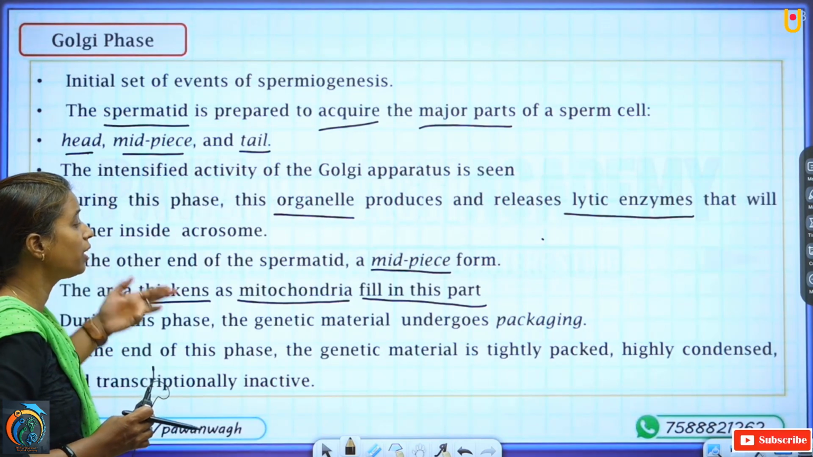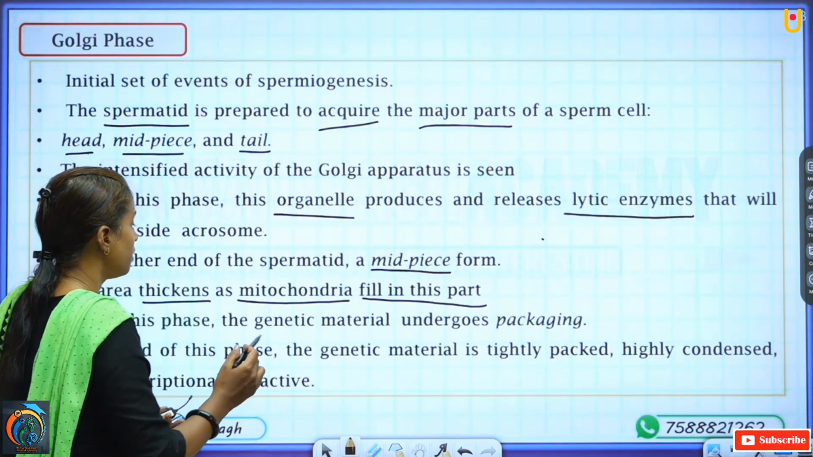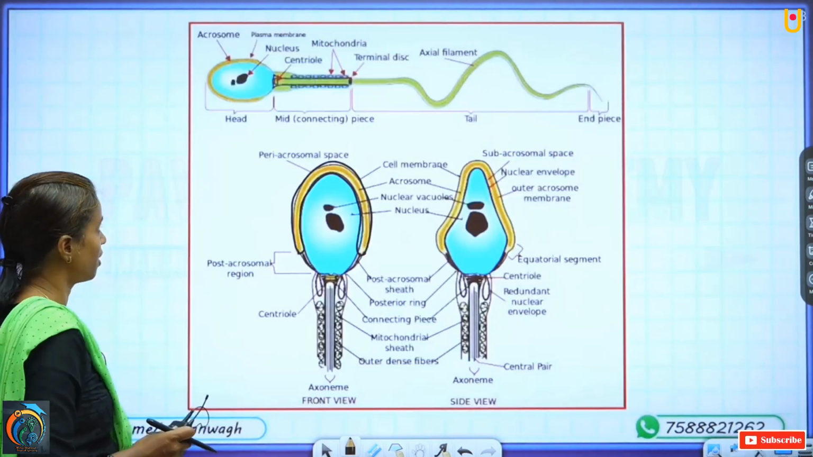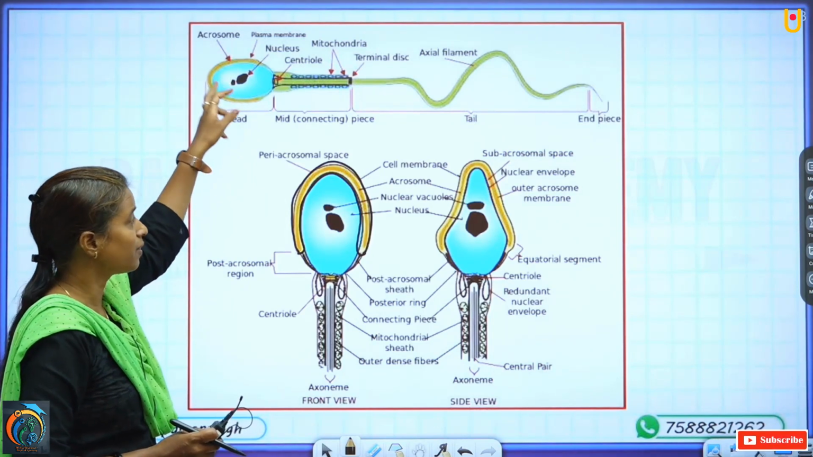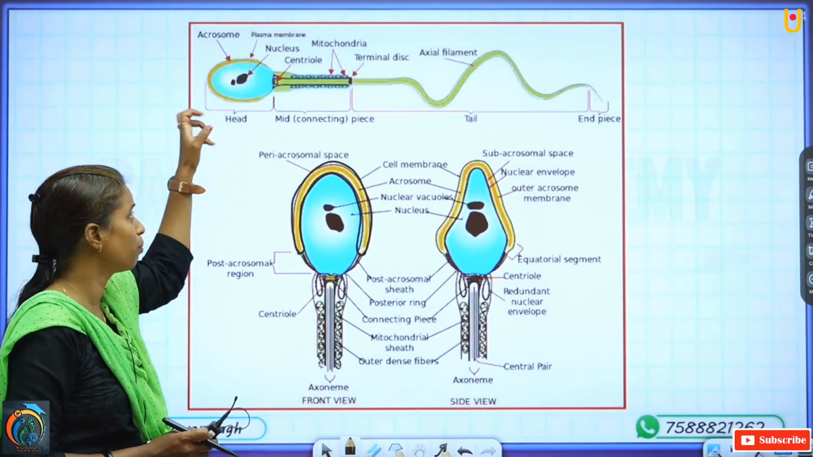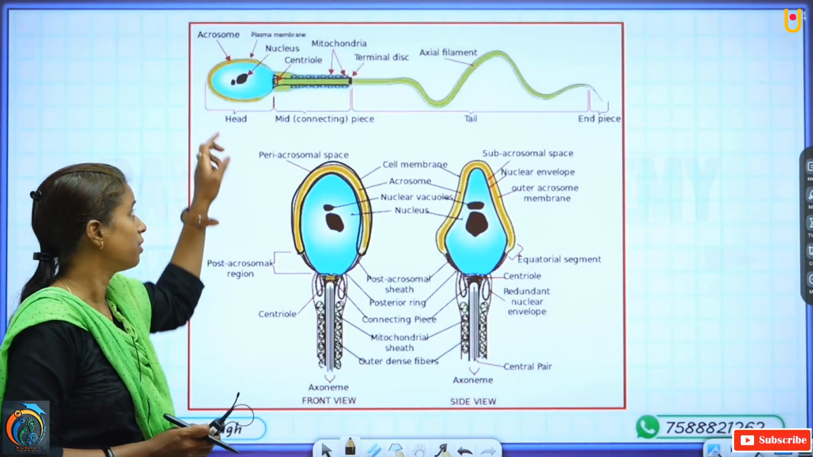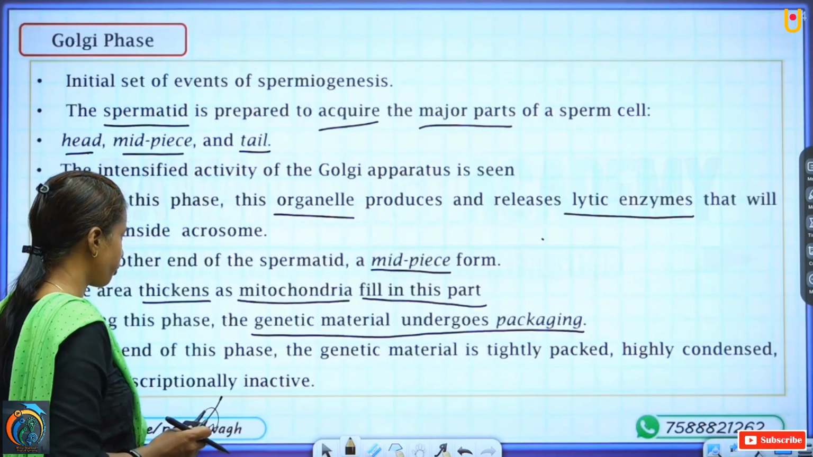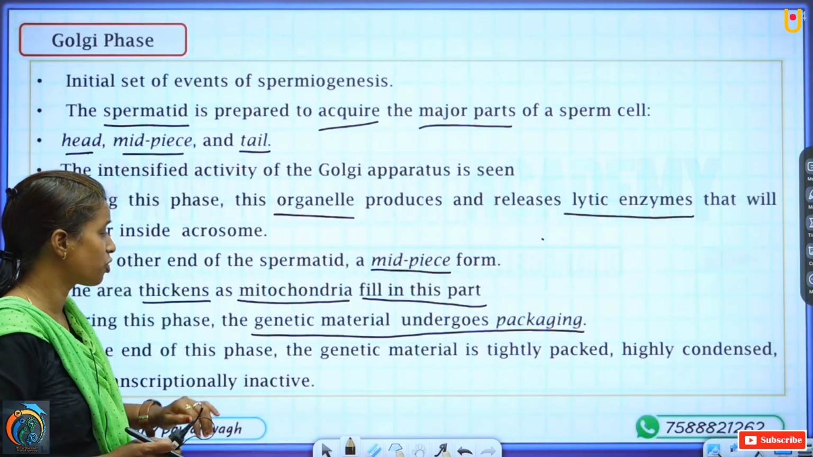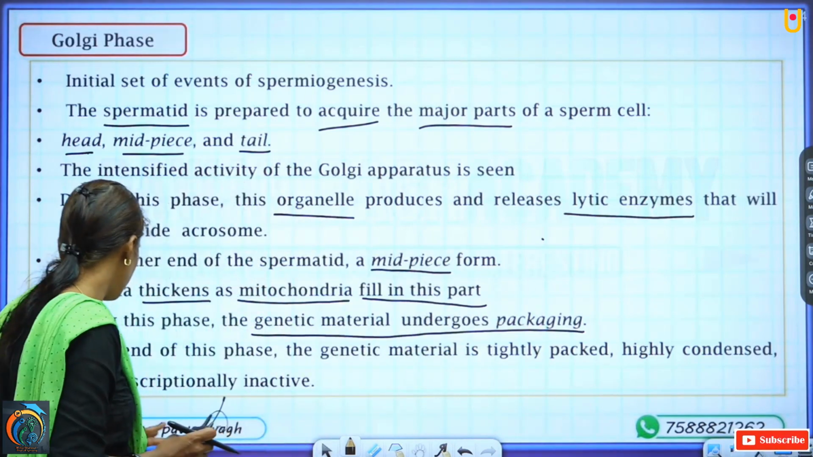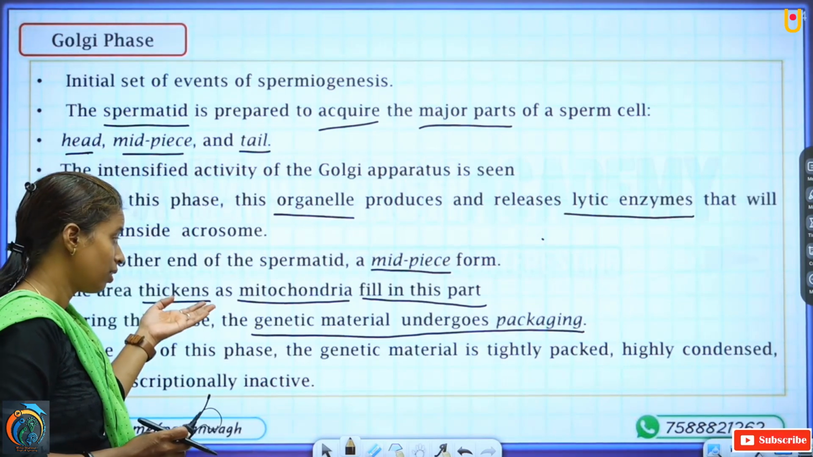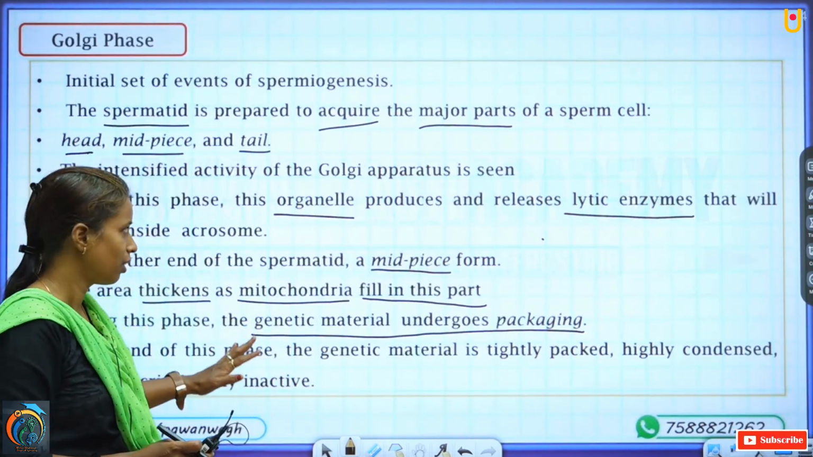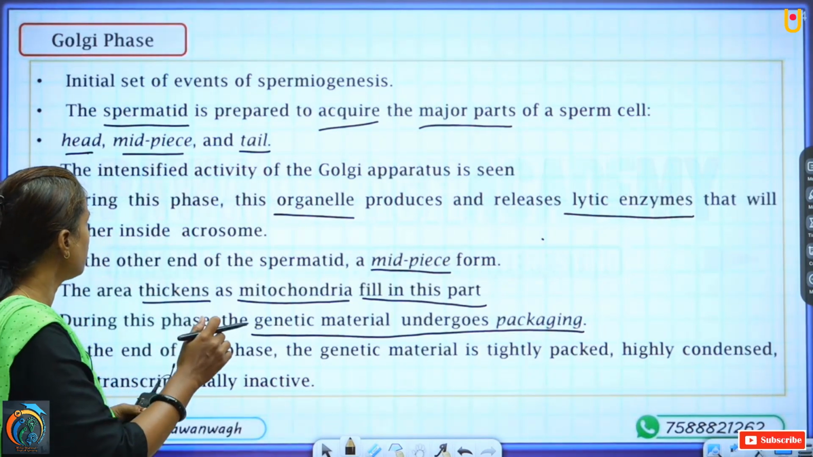And the next thing going on in this phase is that the genetic material is undergoing packaging. Where is the genetic material present now? Again, we will go towards the diagram. The genetic material is present inside the nucleus, and inside that nucleus, the genetic material is getting packed with the help of histone proteins. By the end of this phase, the genetic material is packed, it is highly condensed, and in that genetic material, the process of transcription is not going on. It is transcriptionally inactive. Okay, here we have seen the Golgi phase, where we have seen the spermatids.